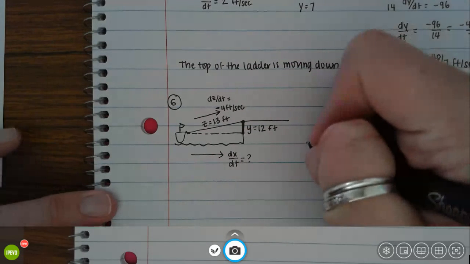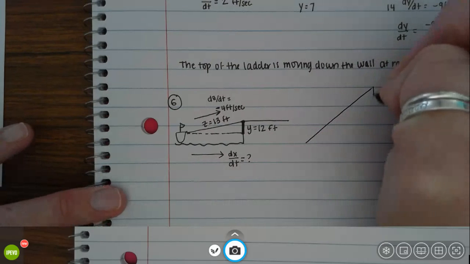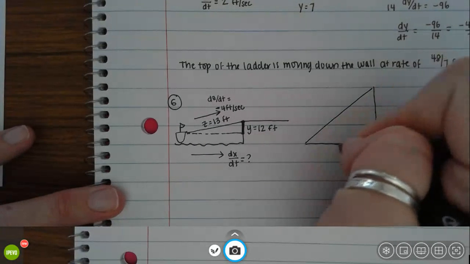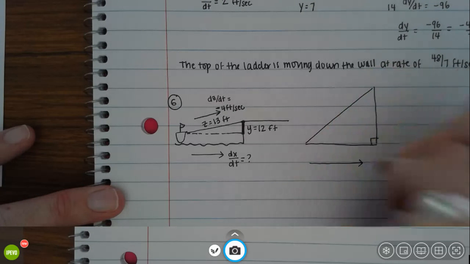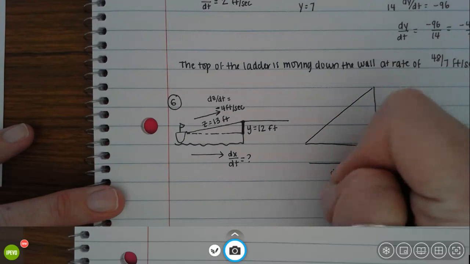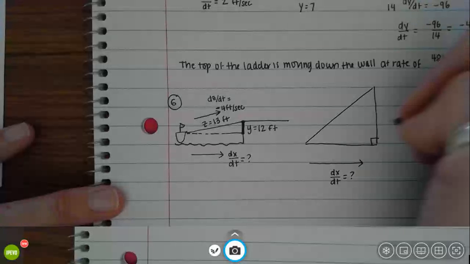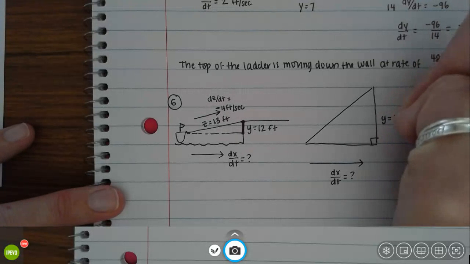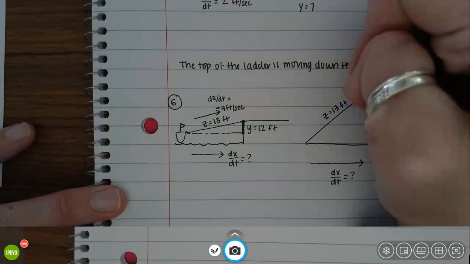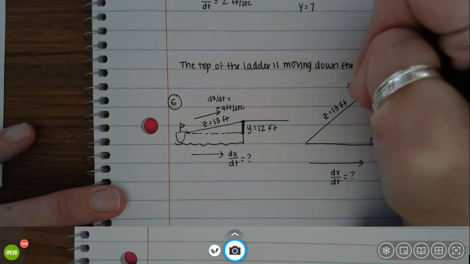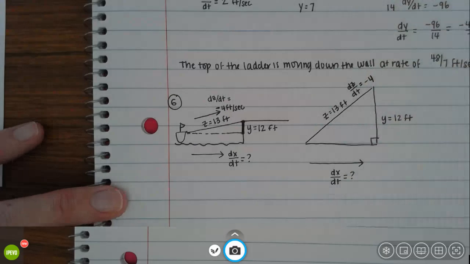So if it helps to redraw, I'm going to redraw this because I drew it a little bit small over there. So we're talking about a right triangle. I know that I'm looking for the speed of the boat, so dx dt is what I'm looking for. I know that this is 12 feet. I know that this is 13 feet. And I know that the rate that this is changing is -4.